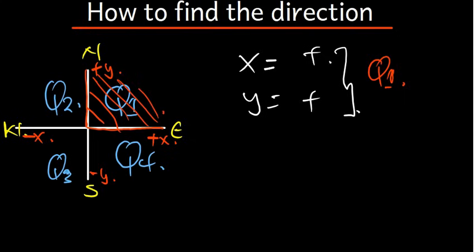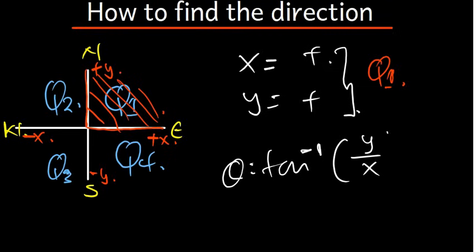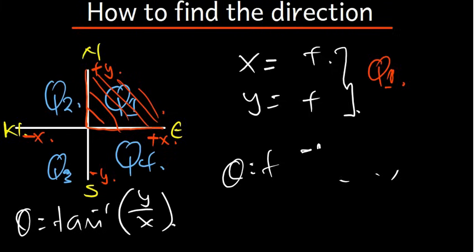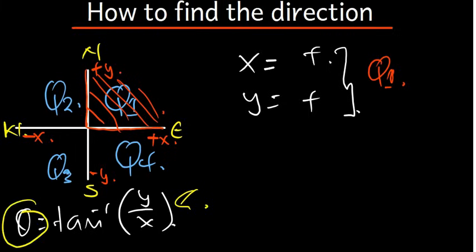Now, after using the formula, remember our formula was theta equal to tan inverse of, let's say, the y component divided by the x component. After plugging in the values using this formula, let me write it here. We have tan inverse, the y divided by the x. So after plugging in the values, what we have to understand is that the angle is going to fall in the first quadrant. Now, after finding the theta, that theta is going to be the answer. So theta is the answer.